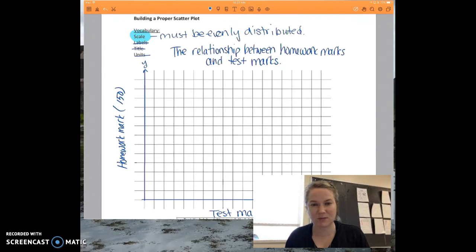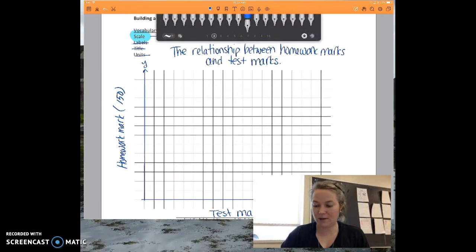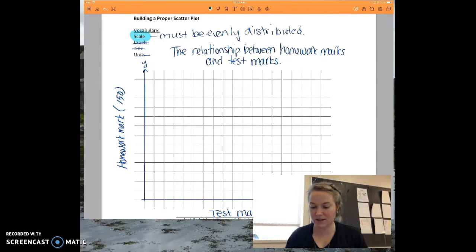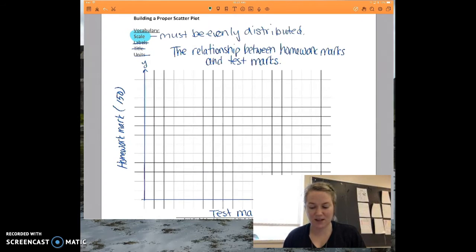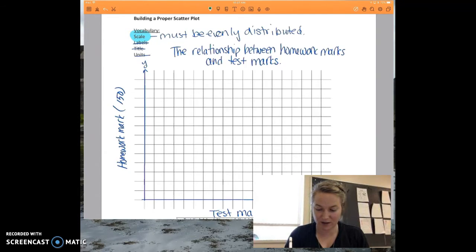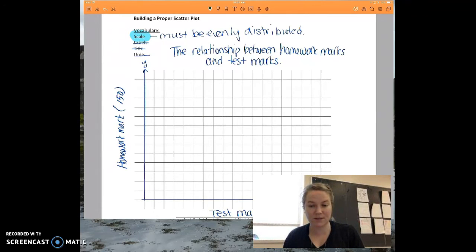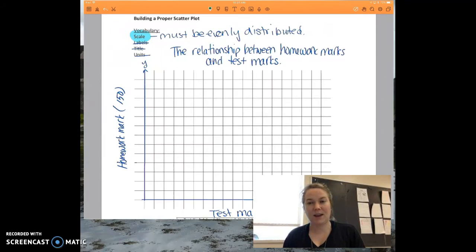Must be evenly distributed. So, watch what I mean. I'm going to switch to a different color here just so you can see. The homework mark goes up to 50. And I have 13 spots that I can use. And if I go by fives, 5, 10, 15, 20, 25, 30, 35, 40, 45, 50, that will work.